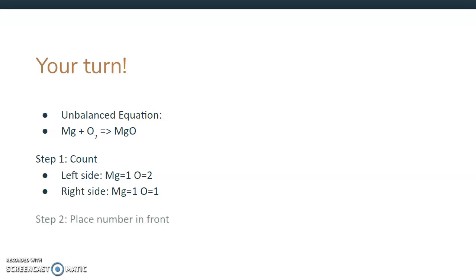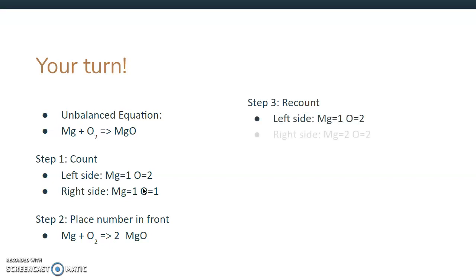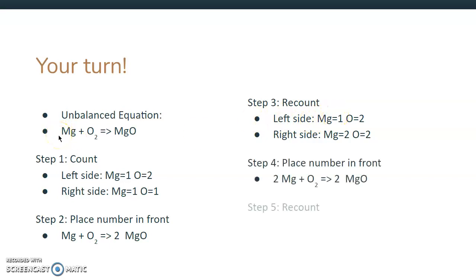We need 1 more oxygen on our right side than on our left. So let's place a number in front of our one on the right, because the one on the right needs more. And let's recount. So now we have 2 magnesium, and we need 1 more magnesium on the left side of our equation. So let's place another 2 in front, recount, and we're all good. So our balanced equation would be this one.